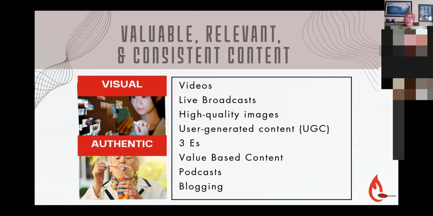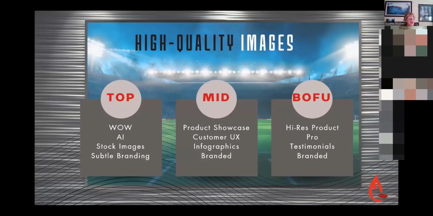Right, we've done live broadcast. We're gonna go to high quality images next. And here I want you to think all stages of the funnel, but again, what do you want to achieve at that stage of the funnel? At the top, it has to be wow. In my content planner, for example, I will say a wow image.